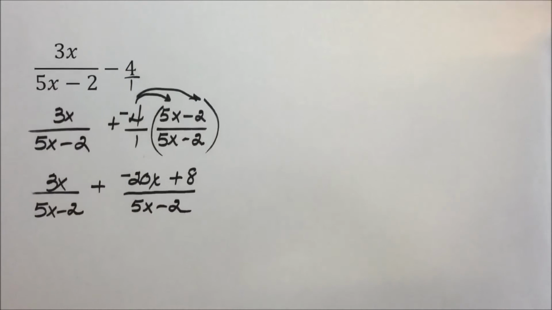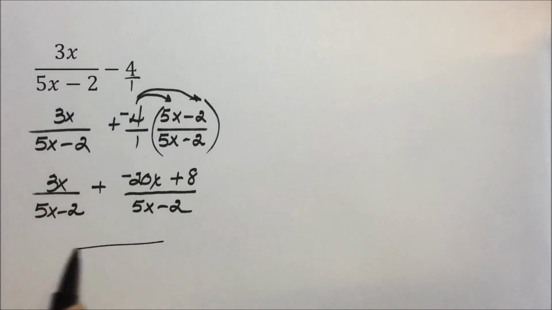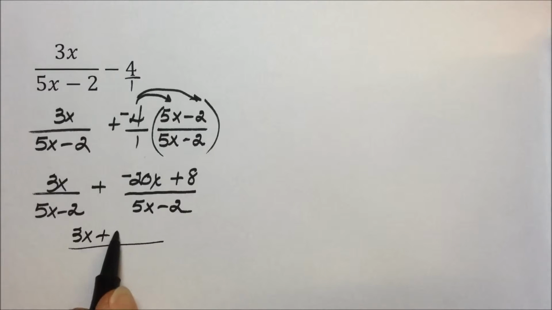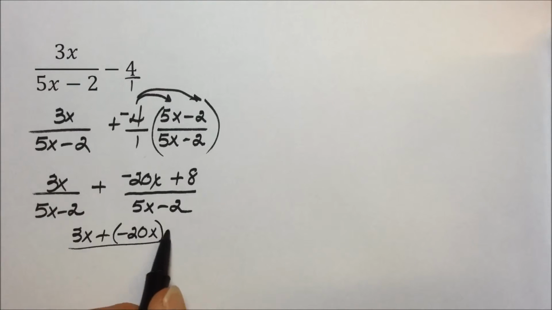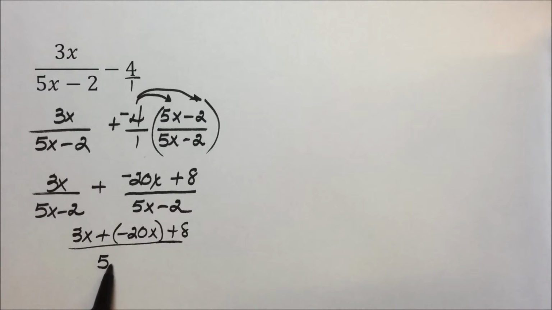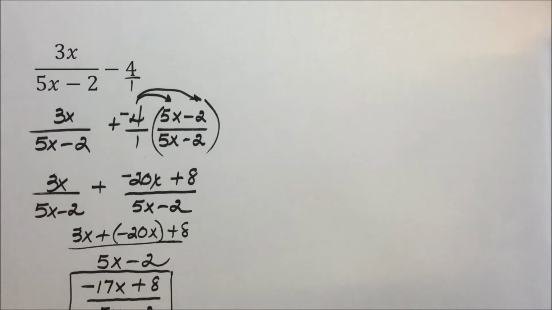We have our common denominators, so we will combine the numerators, 3x plus the negative 20x plus 8, all over the common denominator of 5x minus 2. Simplifying, we have a negative 17 when we combine our 3x and minus 20 plus the 8 over 5x minus 2. Factoring wise, to see if we can simplify, 17 and 8 have nothing in common, neither do the 5 and the 2. So this is our simplified rational expression for that operation.